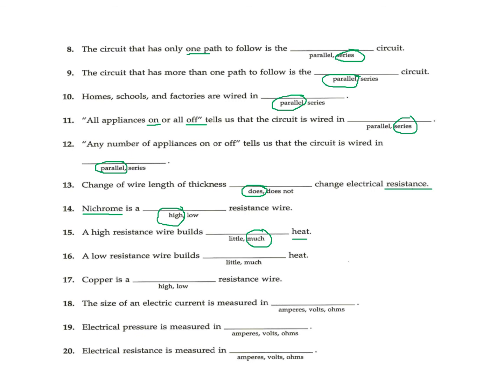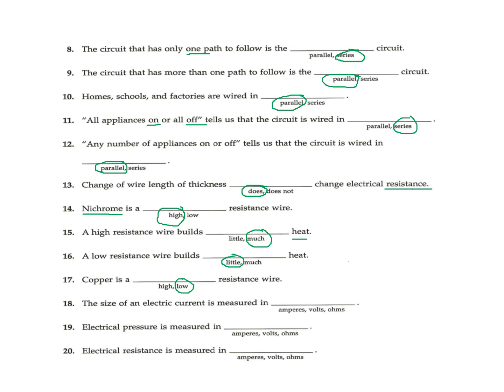A low resistance gives you a little heat. Copper is a low resistance. Why? Because they want to use it in your house, inside your walls, inside your devices, like any electrical devices. If the copper gets too hot, then your home will be on fire because the walls get too hot and then there will be fire. So copper is a low resistance. I'm not going to use nichrome in my house because then my house will burn because the wires get hot. Imagine you have iron inside your walls.